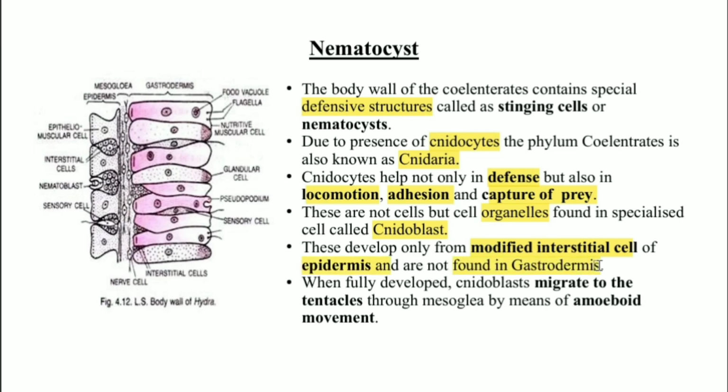This point needs to be remarked because most of the students get confused that the cnidoblasts are present in the gastrodermis, but no. It is present in the epidermis only. Now, when they are fully developed, they migrate to the tentacles by the amoeboid movement.